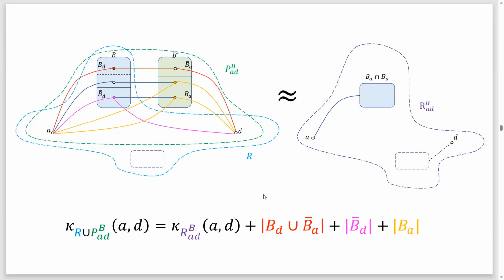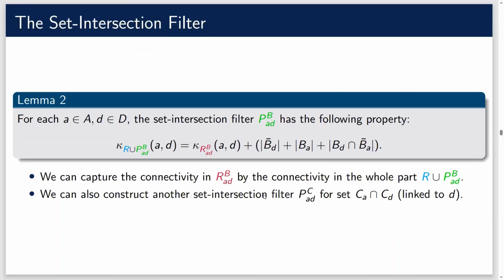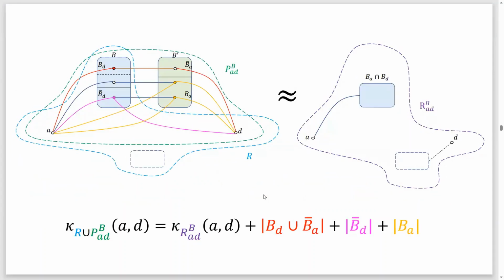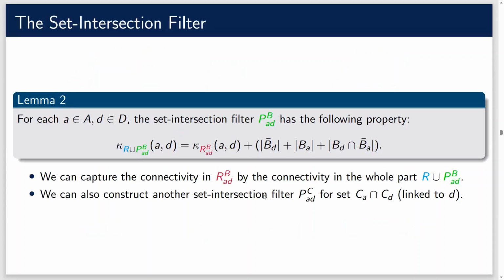So therefore, with some additional errors, we can simulate the graph RBAD by just computing the connectivity in R cup PBAD, the whole graph. So this will finalize our proof of the set intersection filter lemma. We can see that we can capture the connectivity in RBAD, the red one, by the connectivity in the whole graph R cup PBAD, which is the left one, the green one, adding the blue one.